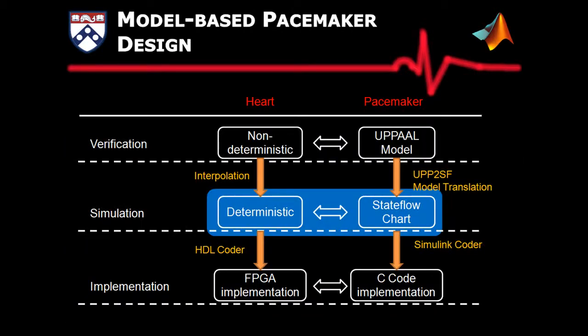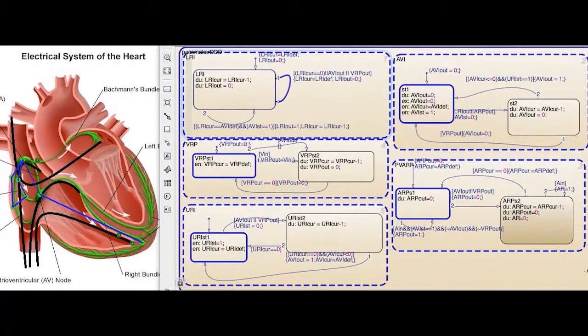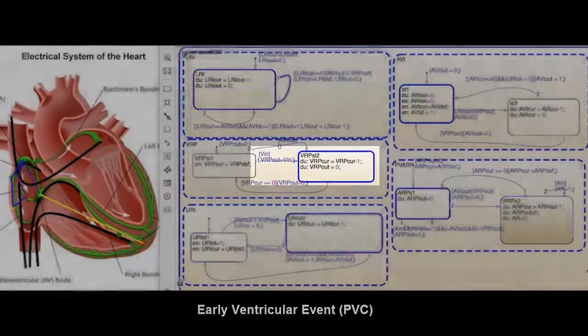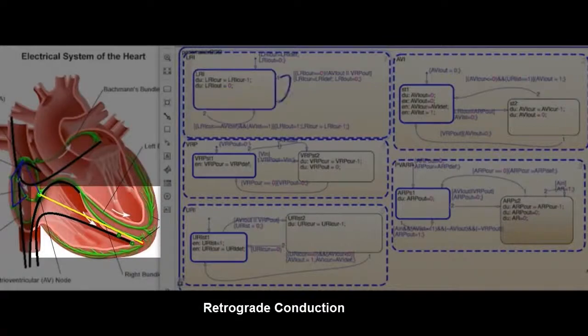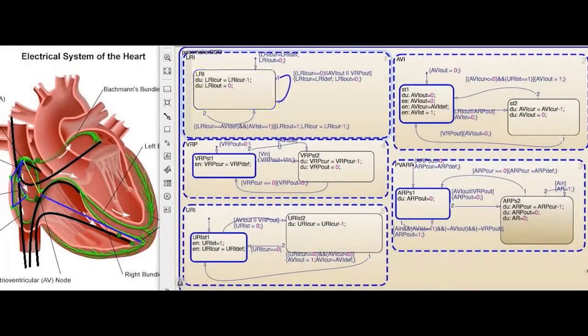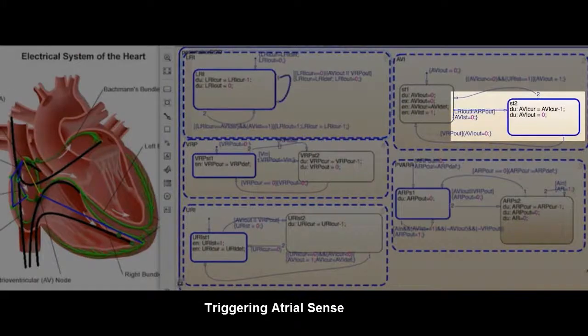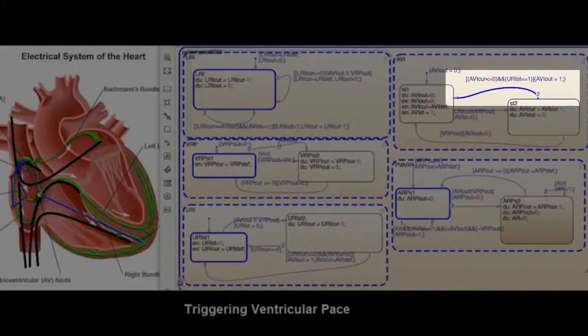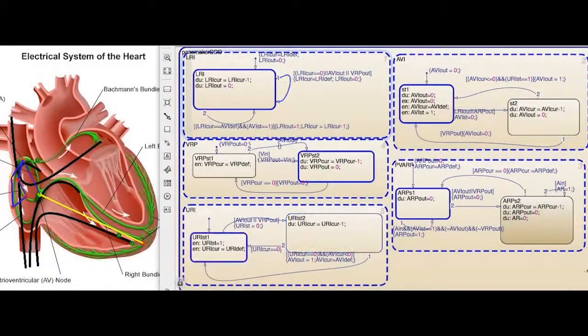Now we demonstrate the ELT behavior using our simulation. The left-hand side shows the MATLAB GUI and the right-hand side shows the Stateflow pacemaker model. As we can see, a PVC triggers a retrograde conduction, which triggers an atrial sense in the pacemaker. After the programmed AV delay, a ventricular pace is triggered, triggering another atrial sense, and the ELT is initiated.